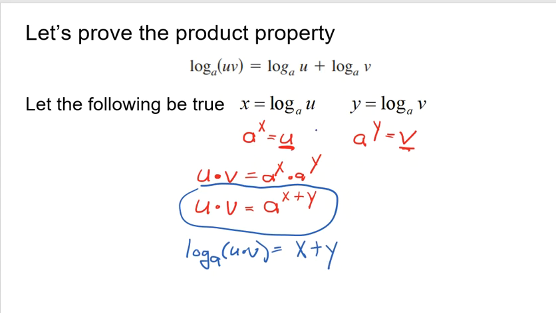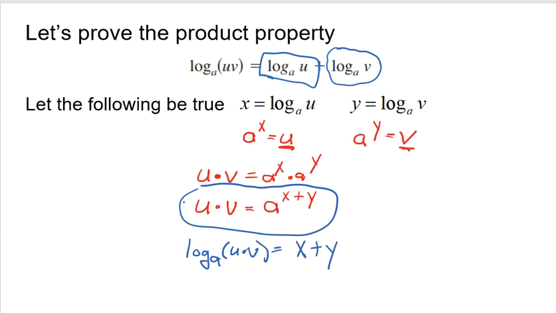Okay, so let's walk through this one more time. The first thing I did was I just said, hey, let's call log base a of u x, and let's call log base a of v y. Then I used the definition of what a log is to write it as an exponential: a to the x equals u, a to the y equals v. Then I said, all right, what's u times v? Well, that'd be a to the x times a to the y. I'm allowed to add the exponents to get one base, a to the x plus y.